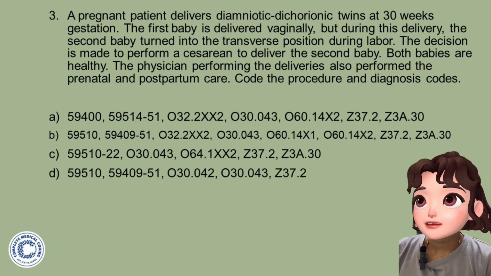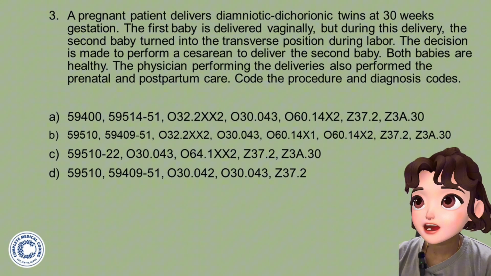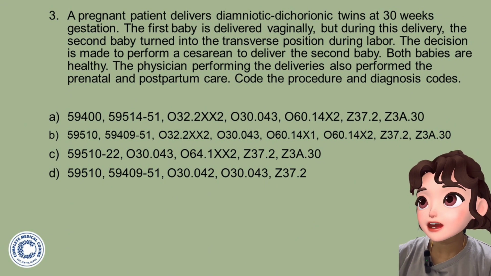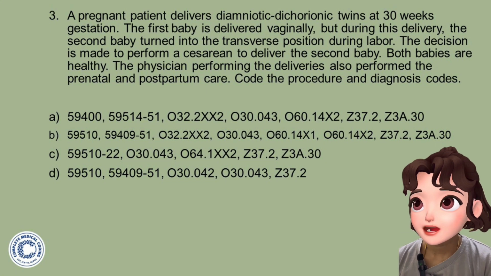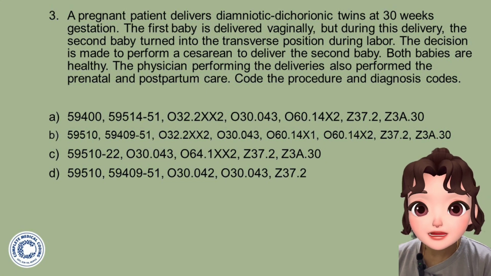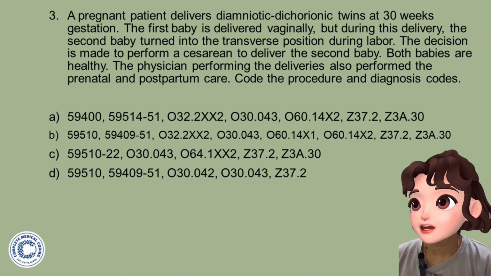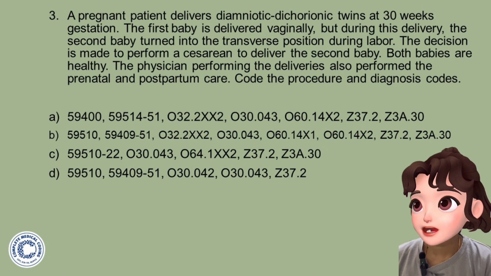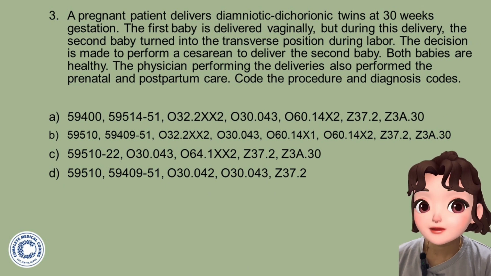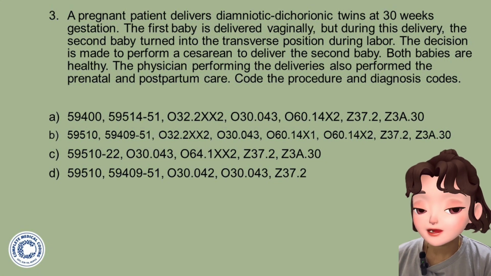Now let's go to the third question. A pregnant patient delivers diamniotic dichorionic twins at 30 weeks gestation. The first baby is delivered vaginally, but during this delivery, the second baby turned into the transverse position during labor. The decision is made to perform a cesarean to deliver the second baby. Both babies are healthy. The physician performing the deliveries also performed the prenatal and postpartum care. Code the procedure and diagnosis codes.